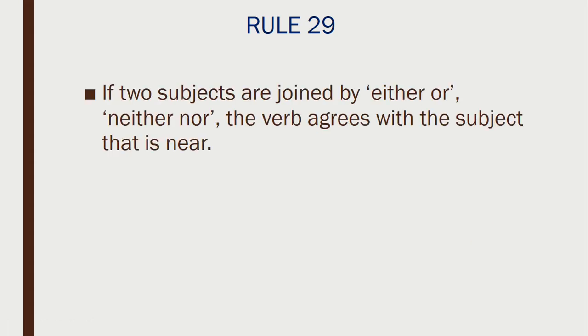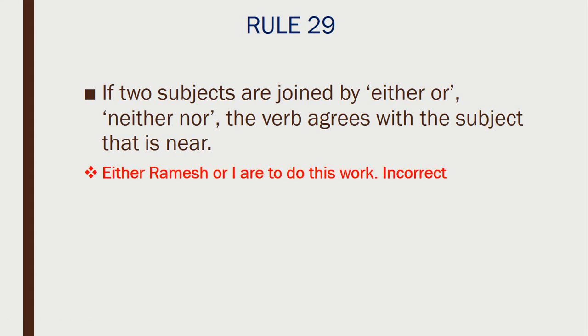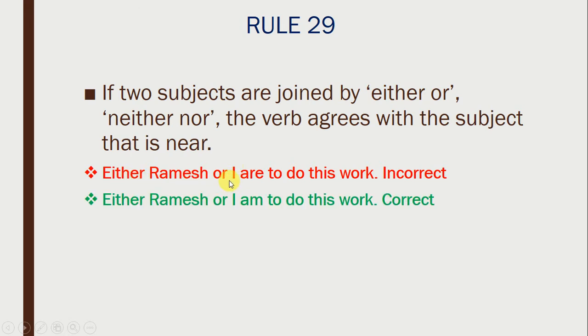Okay. Next rule now. If the two subjects are joined by either or, neither nor, then what should be the verb? With this, it should agree with the subject which is near, that is, with the second subject you have to agree. Either Ramesh or I are to do this work. See, I is singular. So either Ramesh or I am. With I we always use what? Am. So I am to do this work.